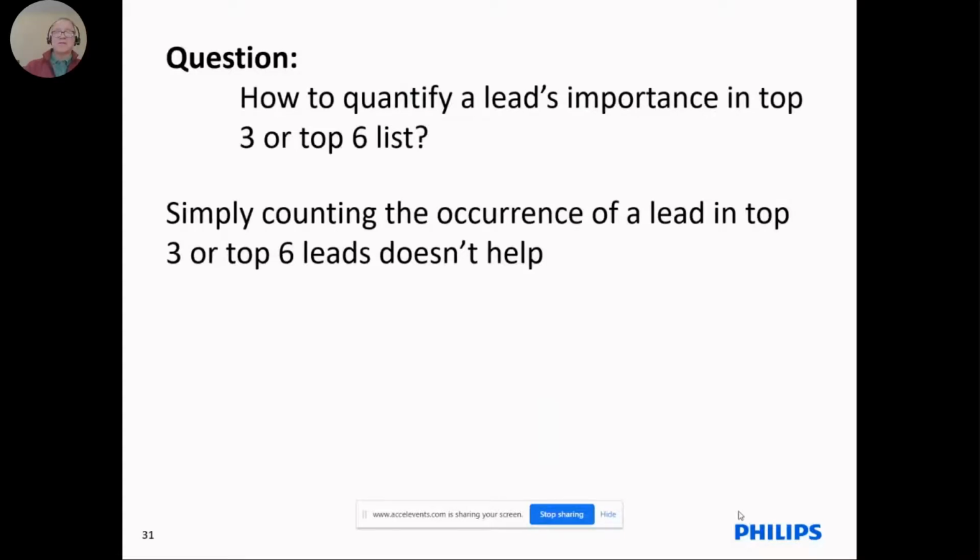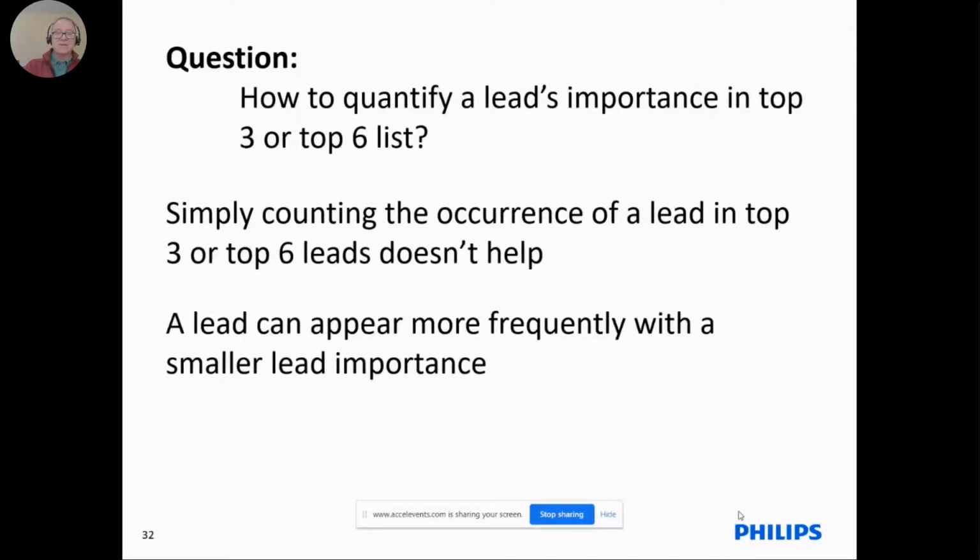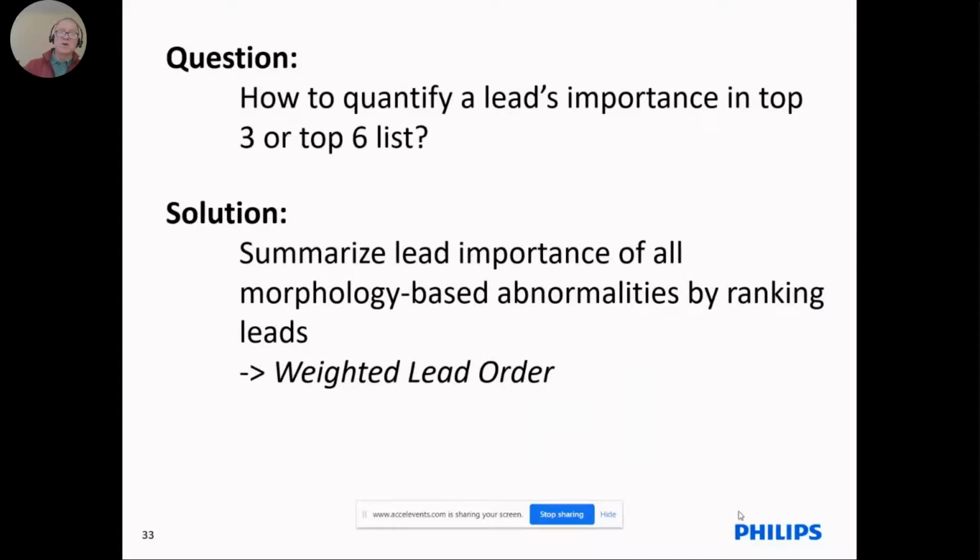And simply counting the occurrence of a lead in the top 3 or top 6 list doesn't necessarily help, because a lead could appear more frequently, but with a smaller lead importance and get a falsely high score. So the way we chose to solve that was to summarize lead importance by ranking the leads and then using a weighted lead order. So the most important lead for a particular abnormality, give it a 12. The next, give it an 11, and all the way through 12 leads. So weighted lead order was how we chose to do this kind of lead importance.